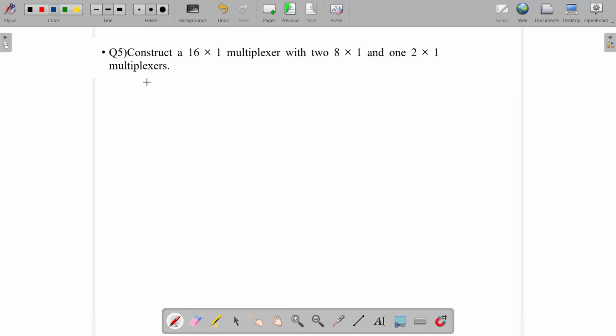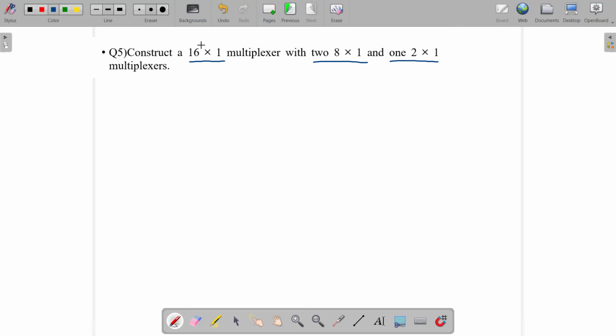So for question number 5, the question says to construct a 16 by 1 multiplexer using 2 8 by 1 and 1 2 by 1 multiplexer. It means that we want to design the 16 by 1 multiplexer. This is the original component that we want to design using 2 8 by 1 and 1 2 by 1.